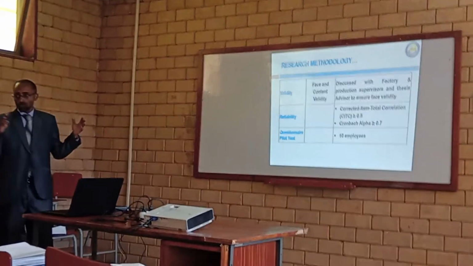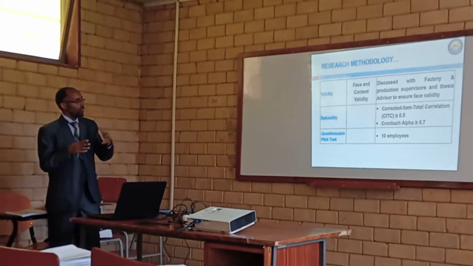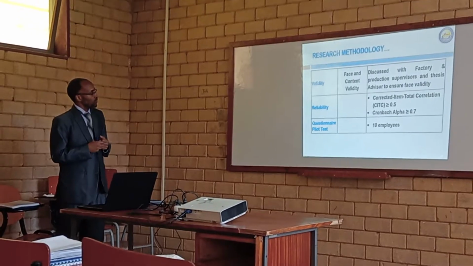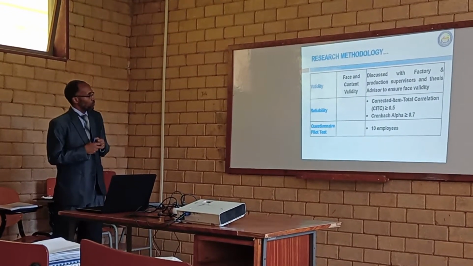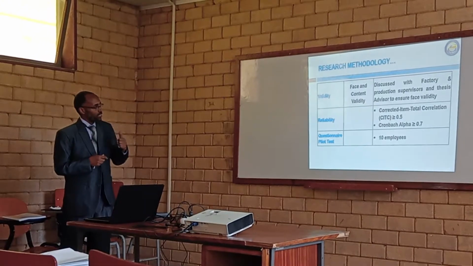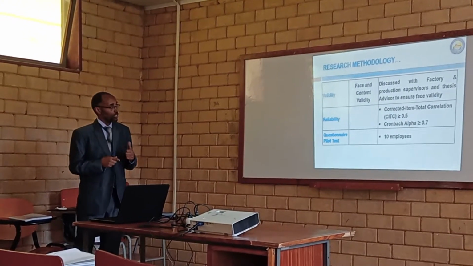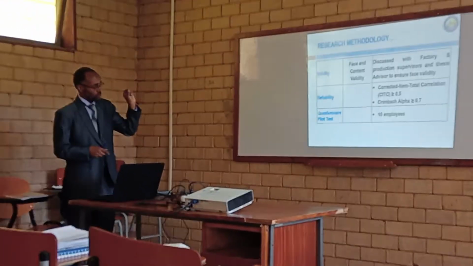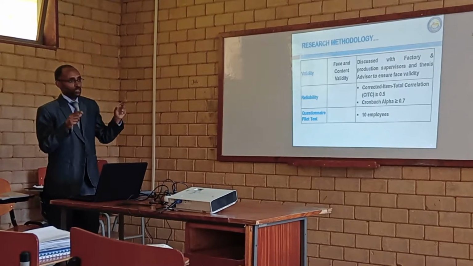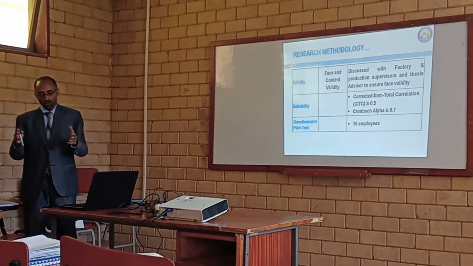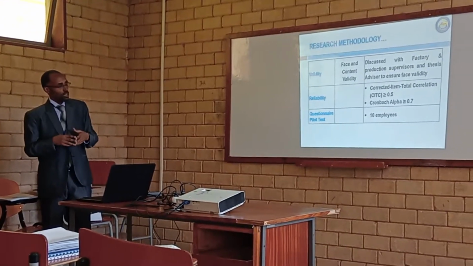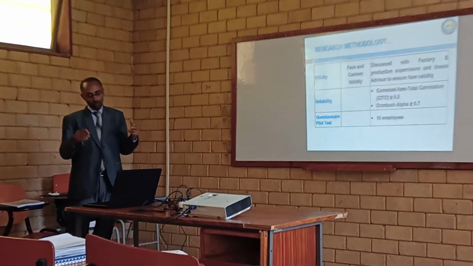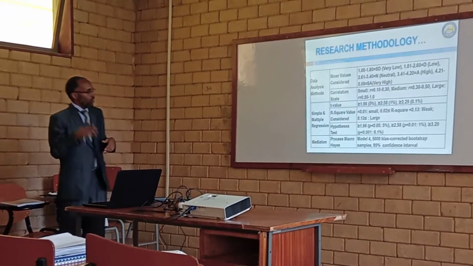Coming to validity, I try to ensure face and content validity. I discussed with factory production supervisors, thesis advisors, and some employees. For reliability, corrected item-total correlation and Cronbach's alpha. I have to check that. So the Cronbach's alpha for safety culture is about 0.8, above 0.7, for safety management system 0.769, and for safety performance 0.84. I come to that result.